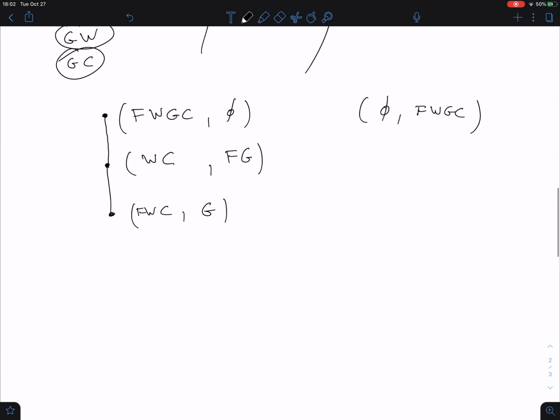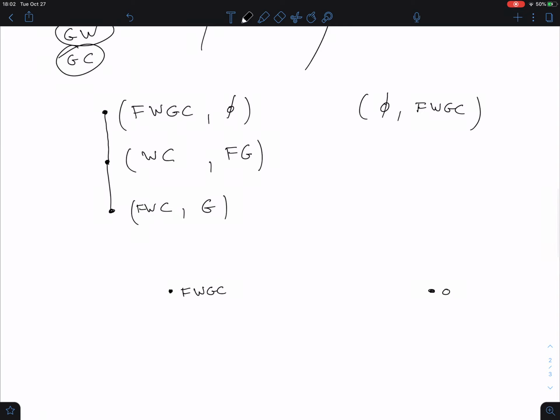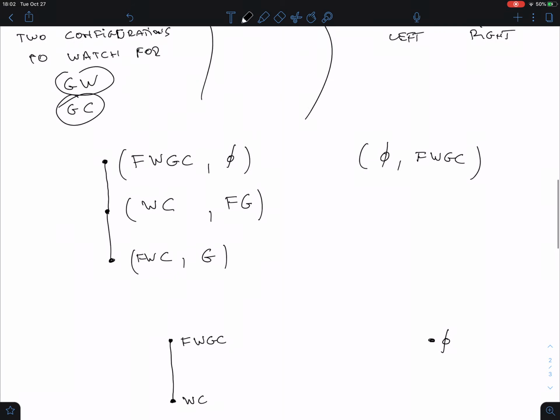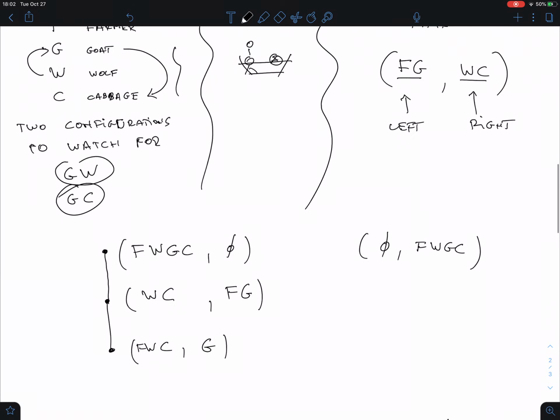So I'm going to start redrawing this again, and we have FWGC, which means that's what we have on the left hand side, and our goal is to get to the empty set, with everything else on the right hand side. We've seen that from WC, that's a valid combination. I can go there. What else can I do? Well, instead of taking the goat, let's see, what else can he take?